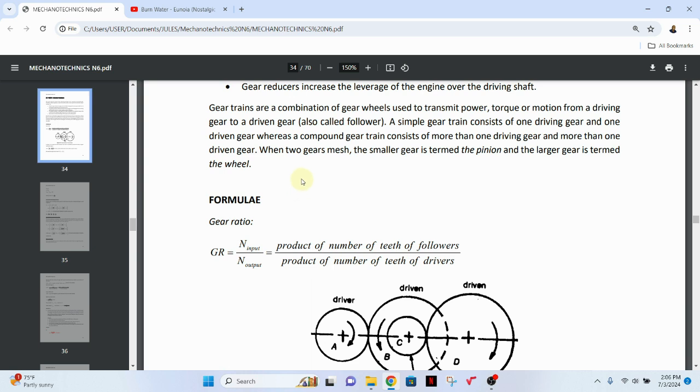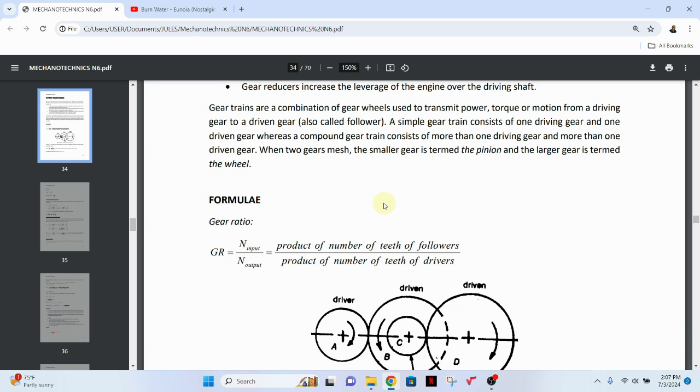The first one is a gear train. Okay, so when we speak of a gear train, you have two types of gear trains. You have a simple gear train, or you have a compound gear train. Okay, so a simple gear train is one where you just have two gears meshing with each other. Okay, so you have gear A and gear B, and these two gears are meshing.